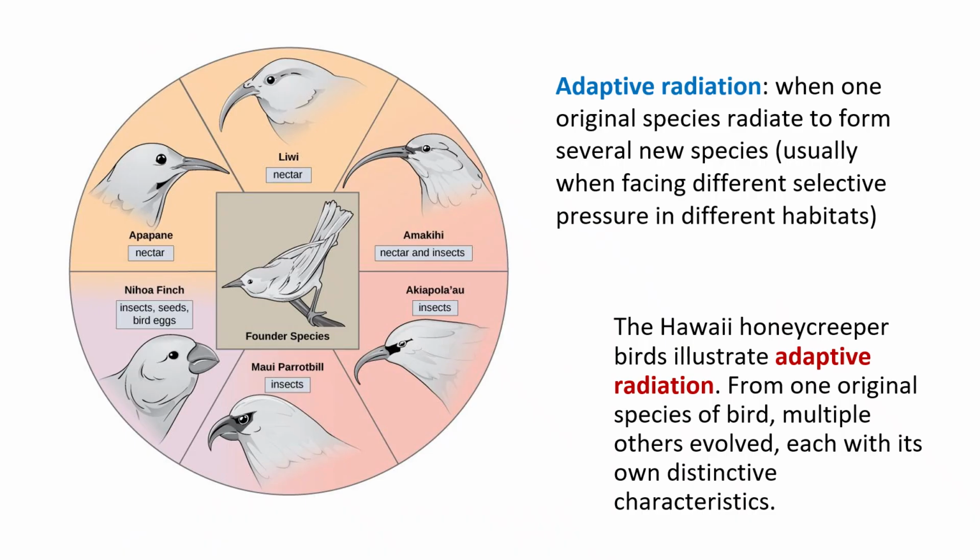And lastly, allopatric speciation could also arise when one original species radiates to form several new species. A good example of this is the finches in Darwin's Galapagos Islands. Another great example is actually here in Hawaii.